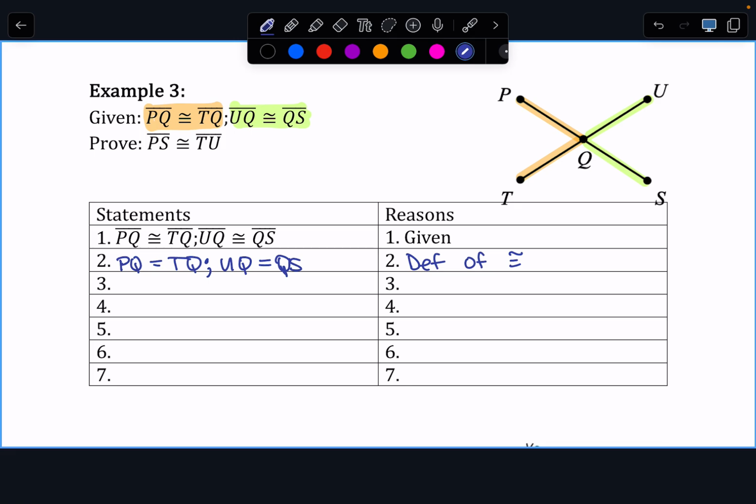What do you think? I think we're gonna have to use the segment addition postulate. Okay, so I have the segment PS. So PQ plus QS equals PS. Is that the only one I need to do? No. Probably not. Okay. So then TQ plus QU equals TU.